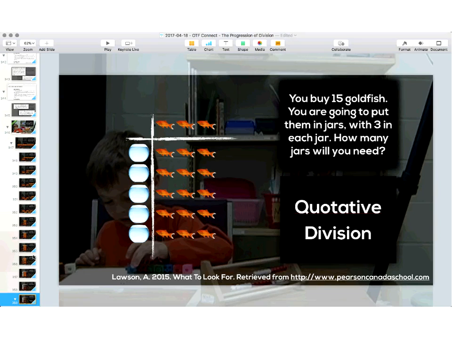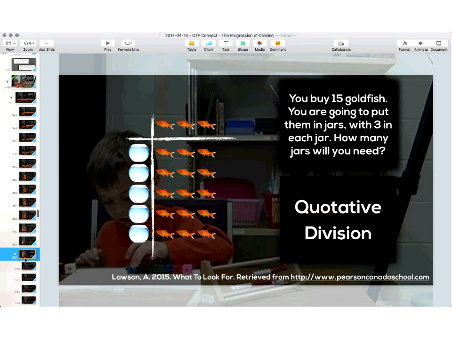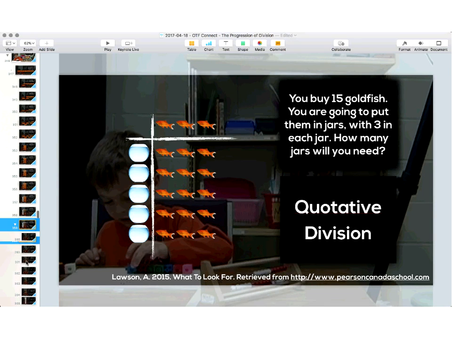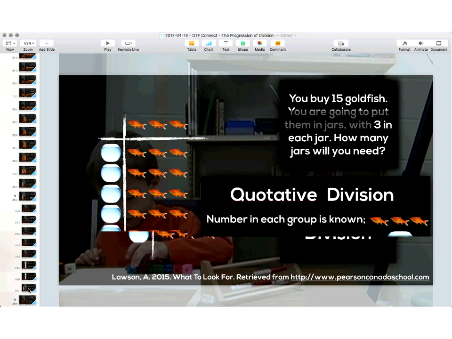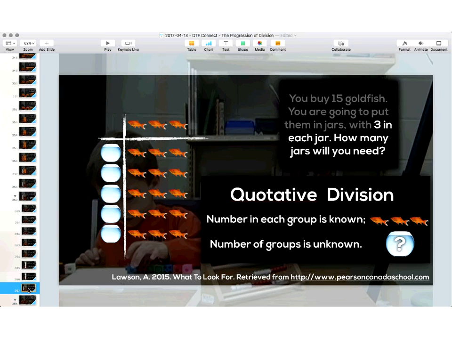Worth the listen. But back to our quotative here. This scenario, again, I'm just going to give you a little visual to think about. This is where the number in each group is known, but the number of groups is unknown. So again, this is opposite to our carrot stick problem.